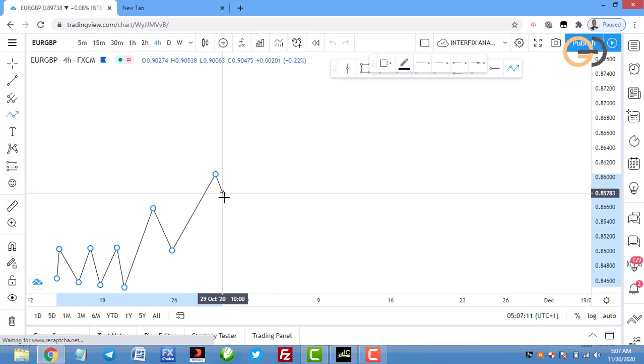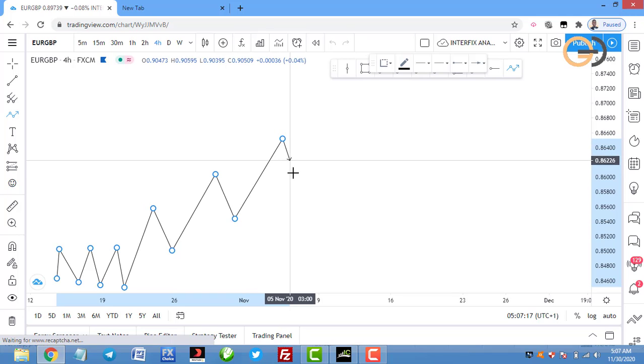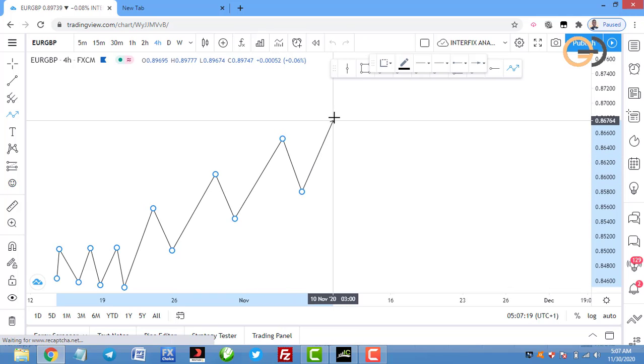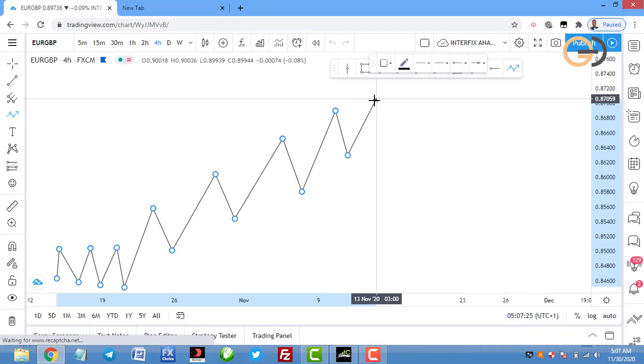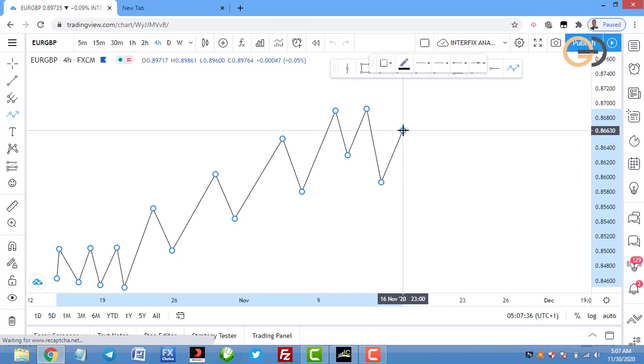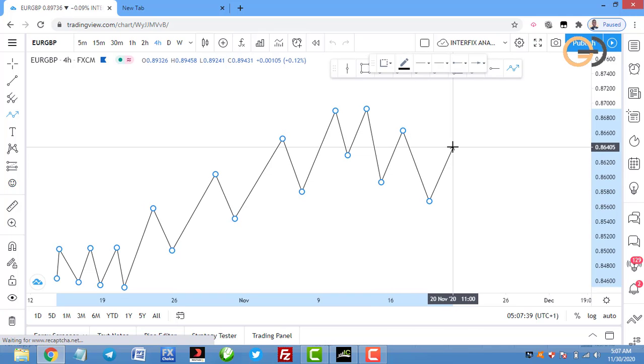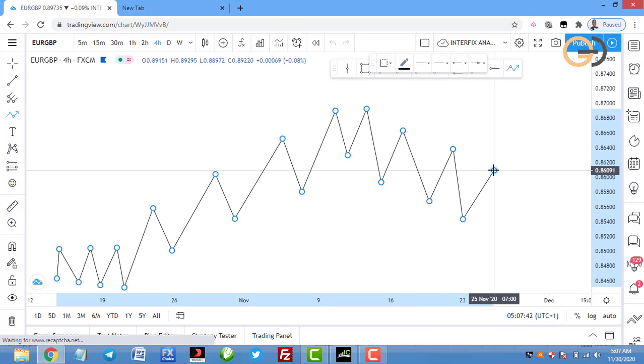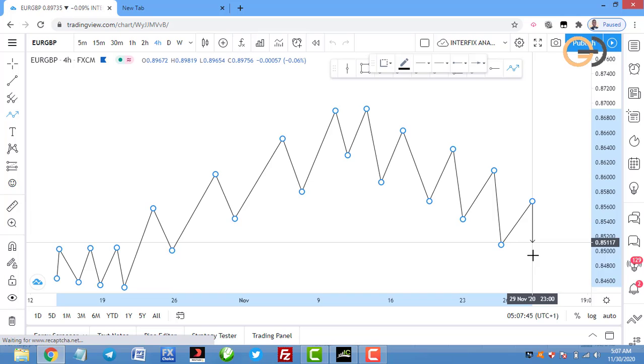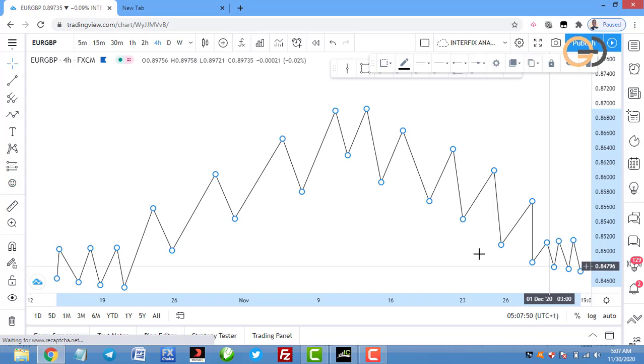A high is created. Okay, a higher low is created. A higher high, a higher low, a higher high, a higher low. And then once the market fails to create another higher high, and the current low is broken, it creates a lower high, a lower low, lower high, lower low, and then the accumulation phase begins again.